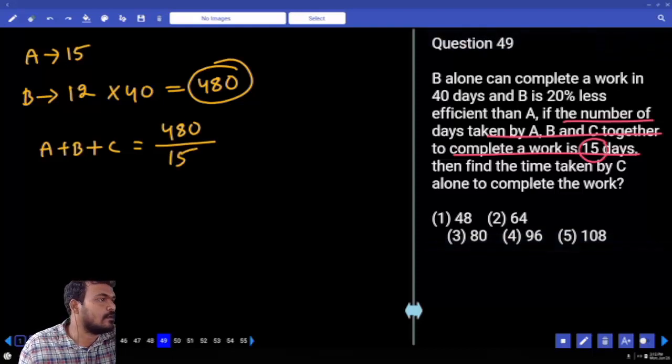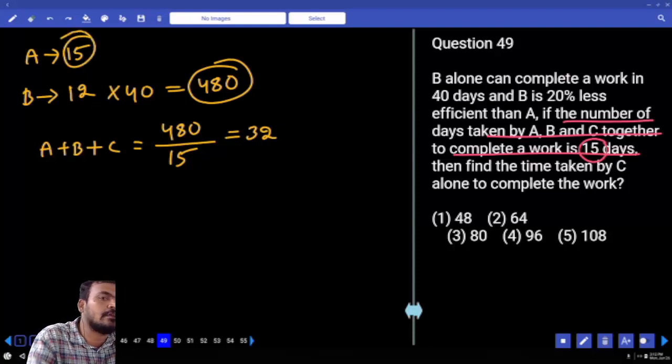Total work by total time, we get the together efficiency of 3 persons or only one? 3 persons. 15 how many times? 3 times. Again 2 times. That is A plus B plus C efficiency or only A? A plus B plus C efficiency. Already we know A efficiency 15, B efficiency 12. 15 plus 12, 27. Out of 32, A and B 27. What is the C efficiency?